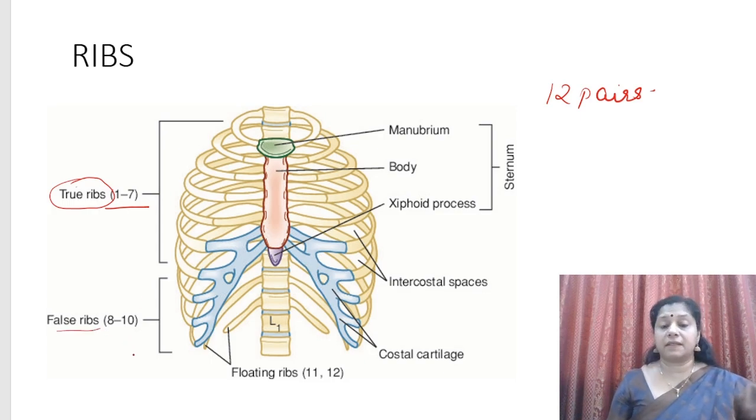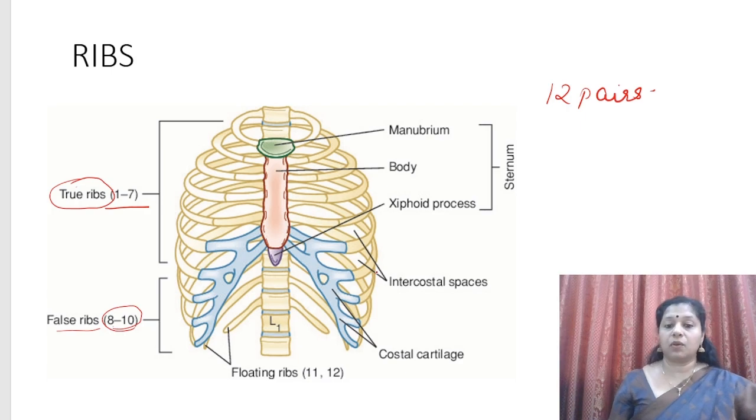So they are false. What does that mean? That is, they are connected to the vertebral column behind or dorsally, but in front they are not connected to the sternum directly, but they are attached to the 7th one. Okay, so they are attached to the vertebral column behind. In front, not attached to the sternum, but to the seventh rib. So 8, 9 and 10th pairs are the false ribs.